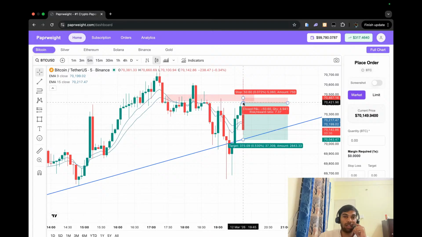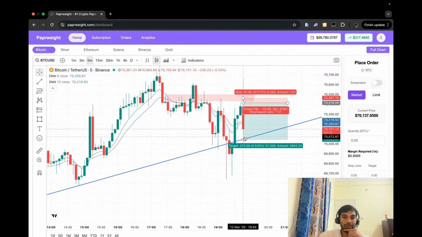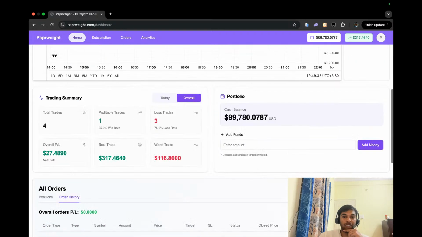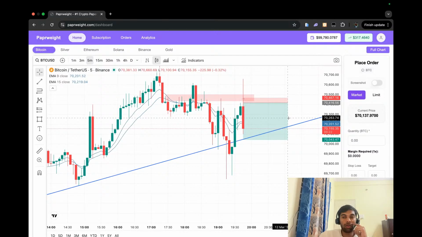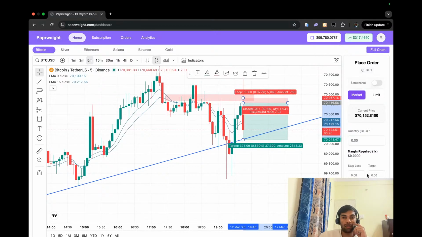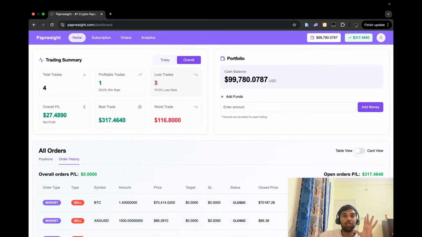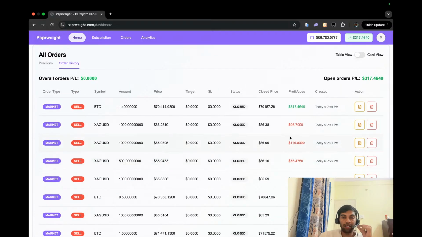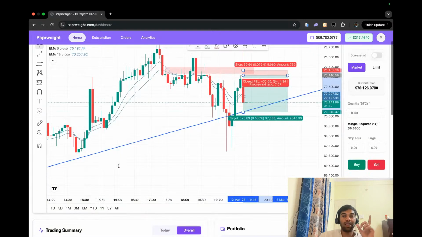That's why I jumped here with 1.4 quantity and squared off my position at $317 profit. So this is an overall good trade, and that's what risk reward ratio means. We lost three trades in the start, and the average loss is $100 per trade, and that is recovered in only a single trade.